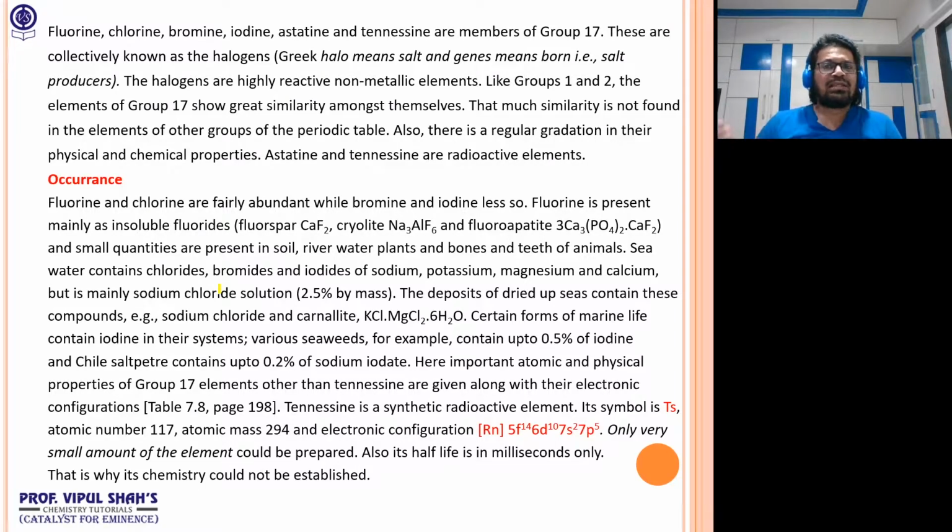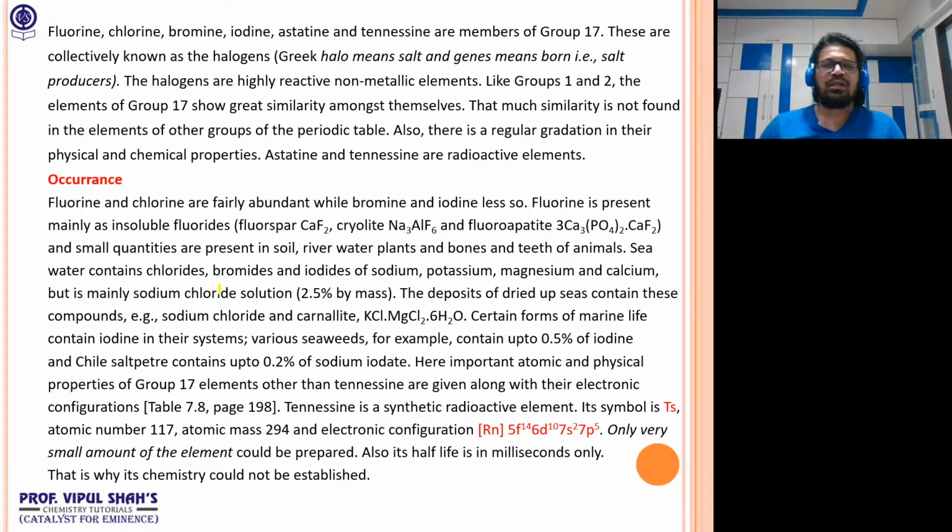The last two elements, astatine and tennessine, are radioactive elements, so they have short half-life periods. Hence in the discussion, it will be only fluorine to iodine that we talk about. So this is called group 17 because there are 7 electrons in its outermost shell. The general electronic configuration of halogens is ns2 np5, 2 of the s and 5 of the p.